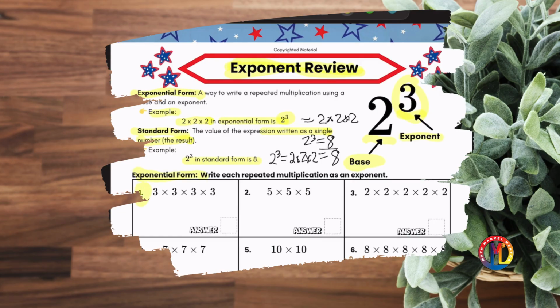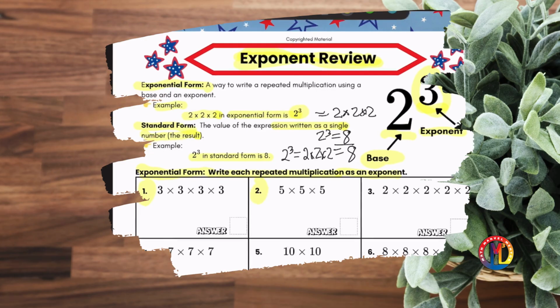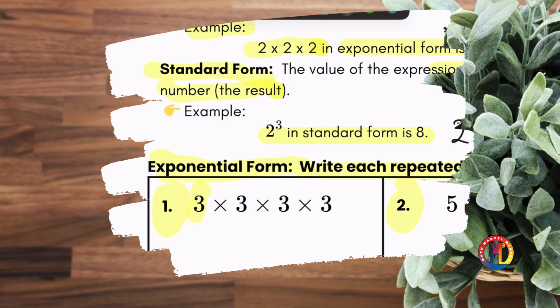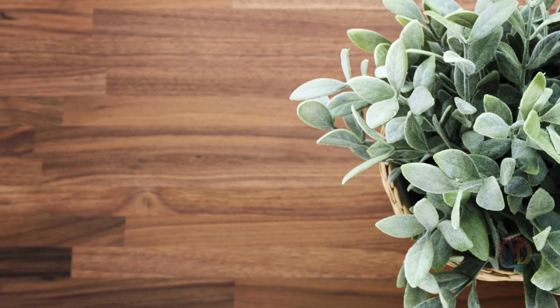We'll go ahead and do number 1 and 2. Write each repeated multiplication as an exponent. So I'm giving it to you in expanded form, and we're going to write it as an exponent. We see here on number 1, we have 3 times 3 times 3 times 3. The first question I'm going to ask you is, what's the base? And then what's the exponent? So our base is 3, and then the exponent is how many times we're multiplying, or how many 3's there are. There's 1, 2, 3, 4. So 3 to the 4th power would be our answer.